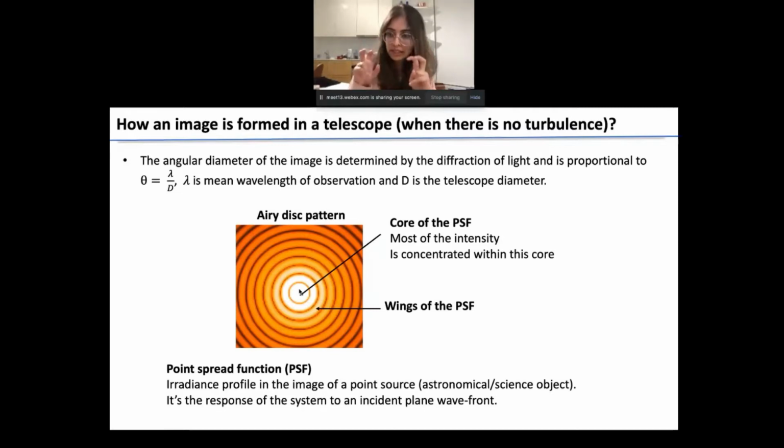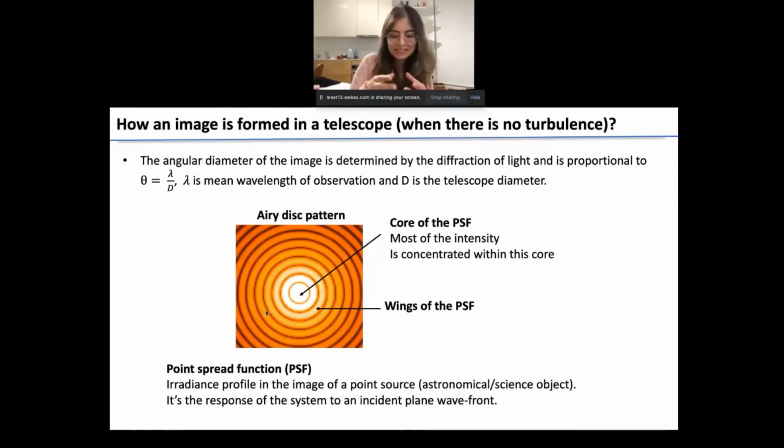So theoretically, let's say there is no turbulence, if you have a telescope and you look at a star system, that's the image of a star that you should obtain. And this image is limited by the diffraction of the telescope.